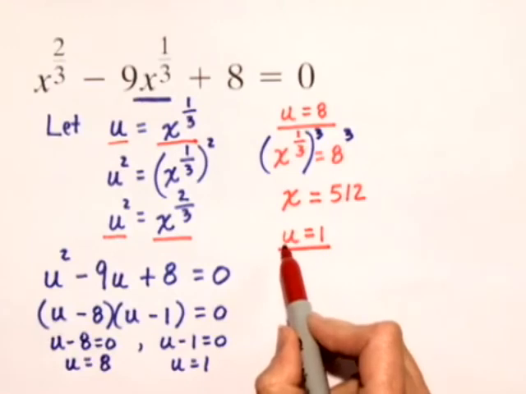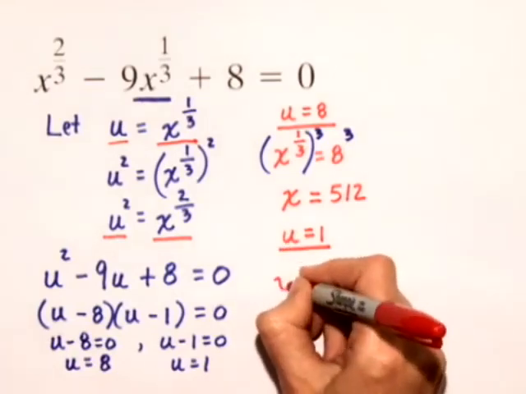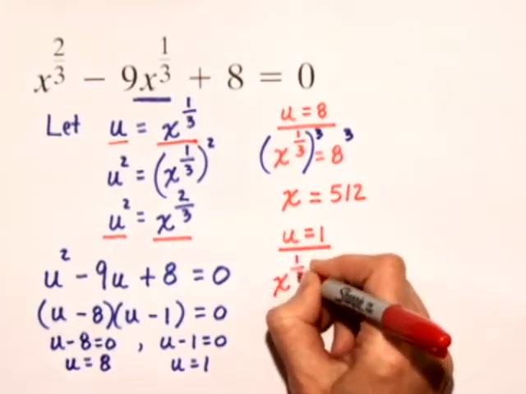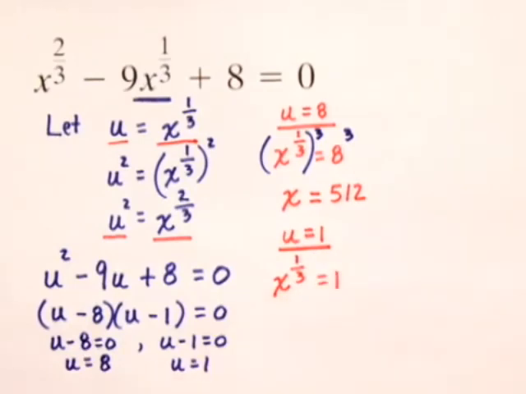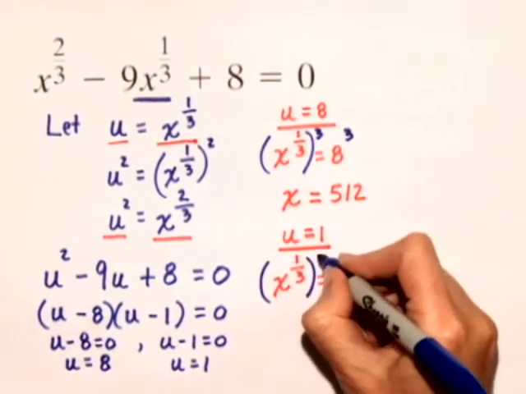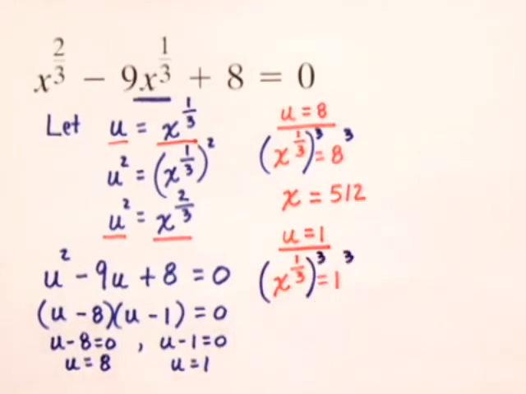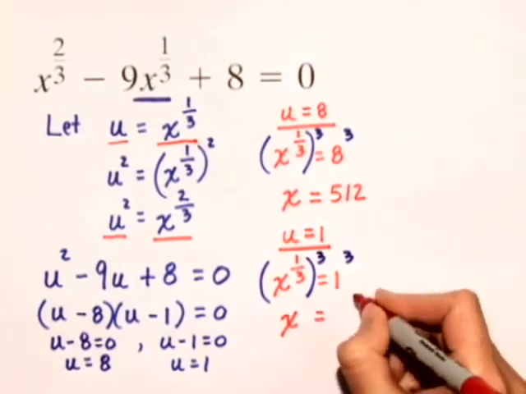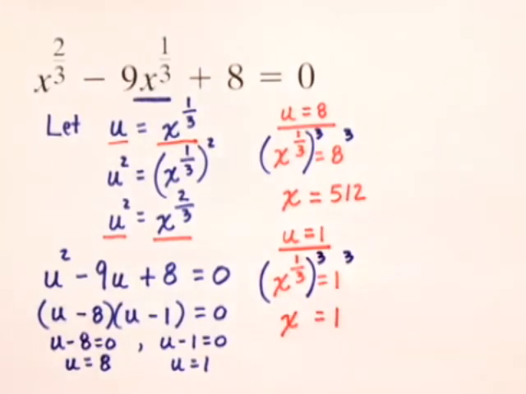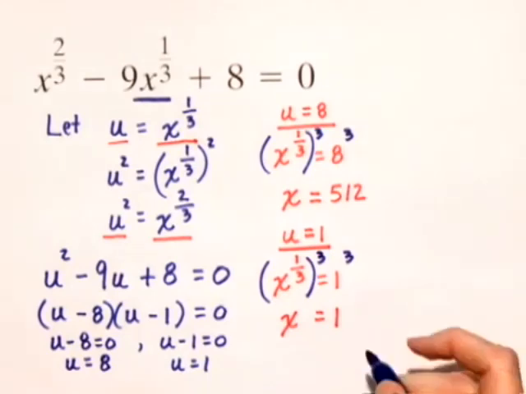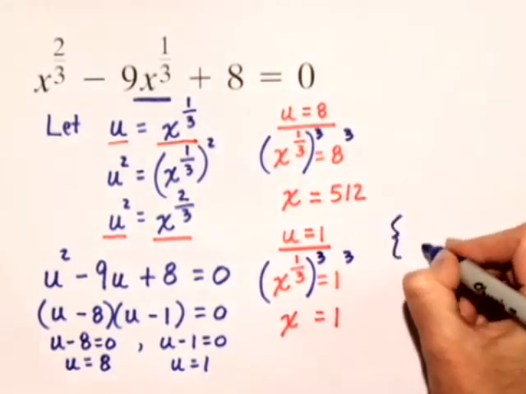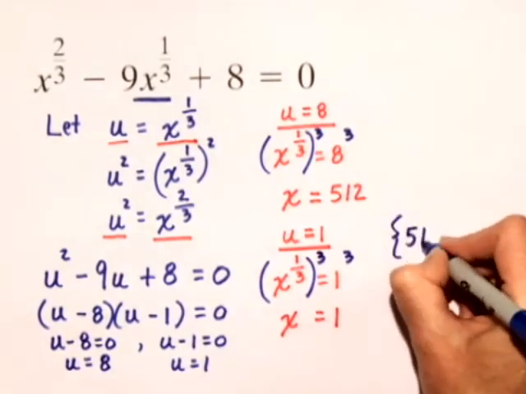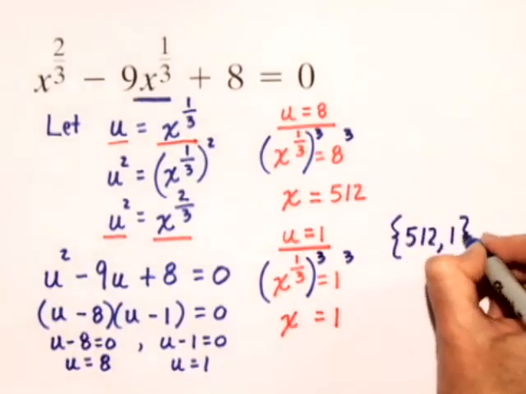For the second solution, we found out that u was equal to 1. Remember, u is the same thing as x to the 1/3. So this means x to the 1/3 is equal to 1. Again, we'll do the same thing, and we'll cube both sides of this equation. And on the left-hand side, we'll just have x equals, on the right-hand side, we'll just have 1. So now we have two solutions to our original equation, and the solution set is 512 or 1.